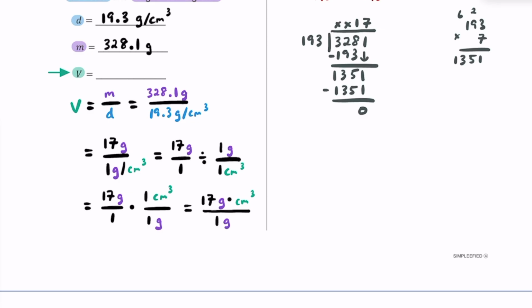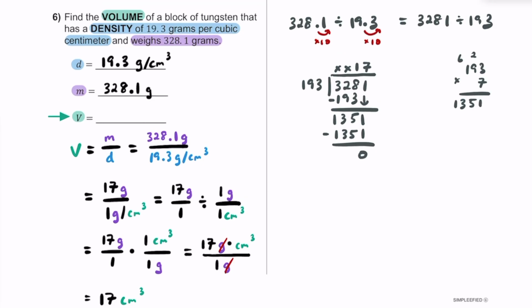Now remember, anything over itself is just equal to 1. So gram over gram just cancels out here. So you can see we're just left with 17 over 1, which is really just 17. And this is going to be cubic centimeters. So that's going to be the volume of this block of tungsten here. So let's write that it's going to be 17 cubic centimeters.